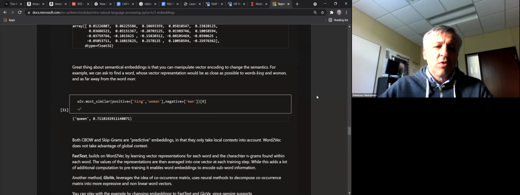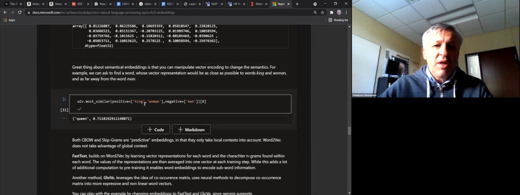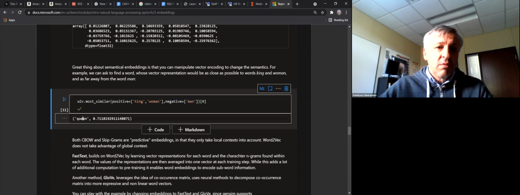So for example, we can ask questions like: find words whose vector representations are very close to a given few words. In the example given here, we look for a word that has the same meaning as king, woman, but doesn't include the word man in it. So there is a negative weight given to the word man. And sure enough, it's a queen who has this sort of meaning.